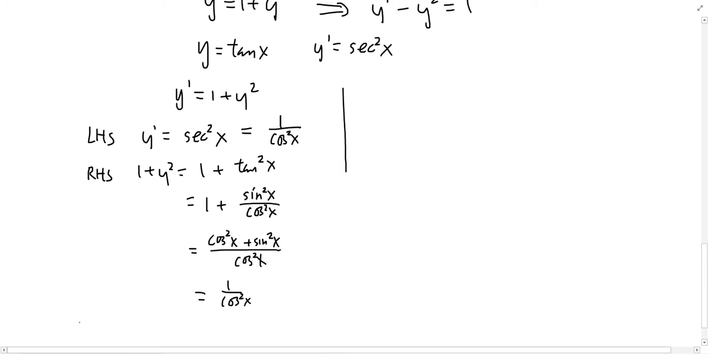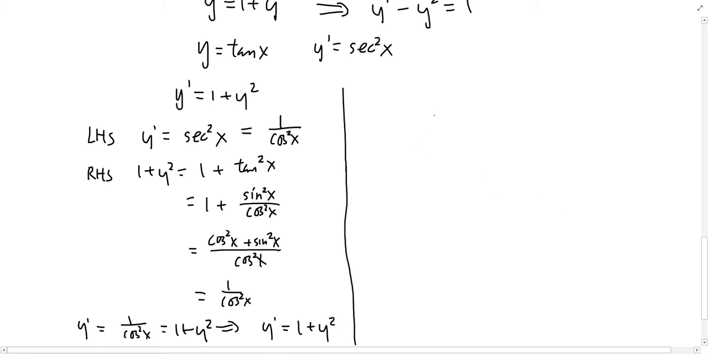So now you can say that y prime is equal to 1 over cosine squared x, which just so happens to equal 1 plus y squared. So therefore that implies that y prime is equal to 1 plus y squared. That shows that the equation is satisfied.